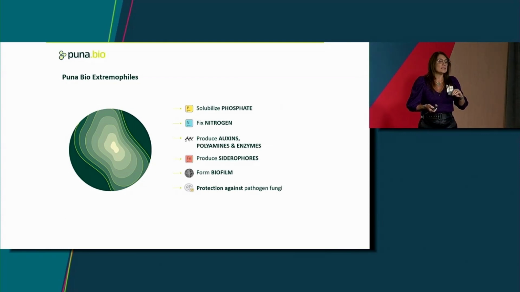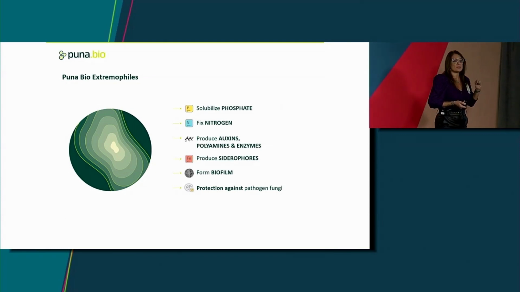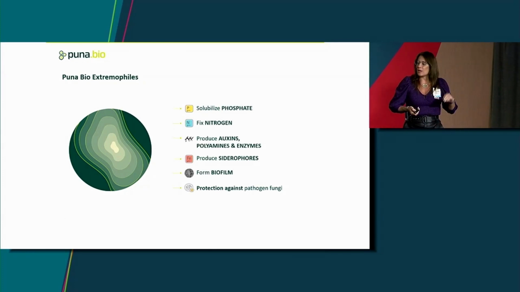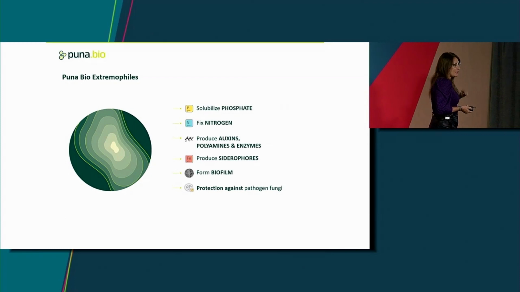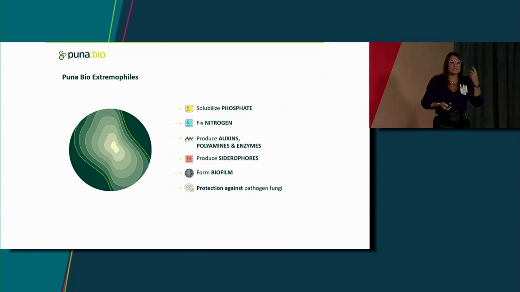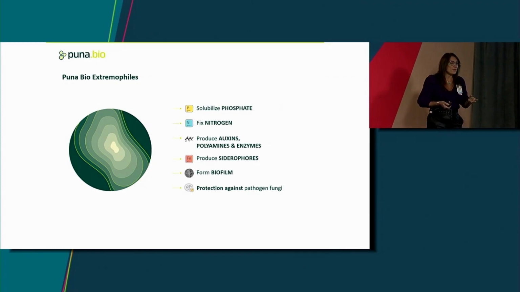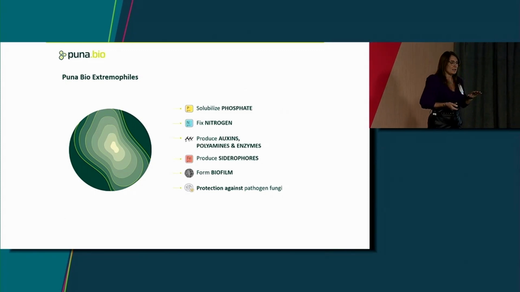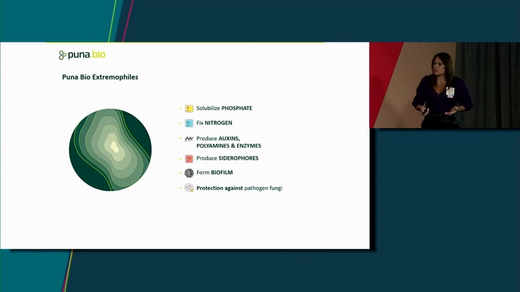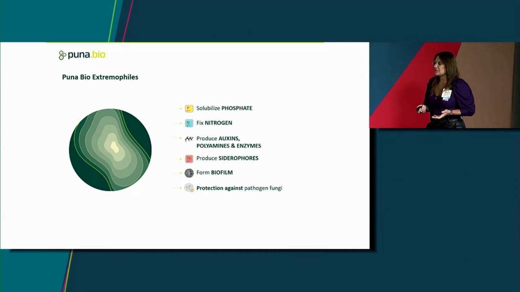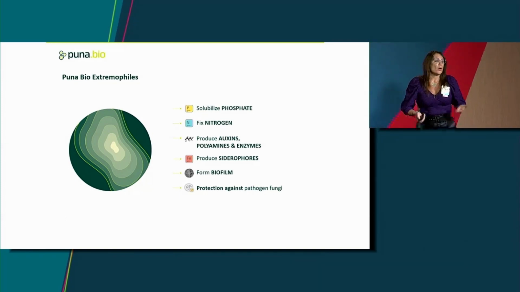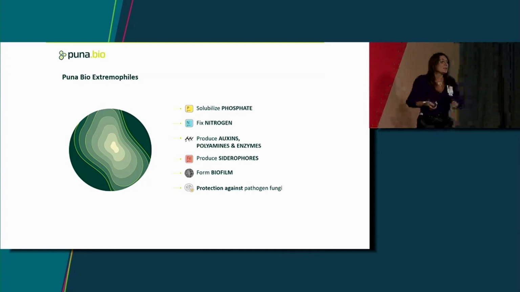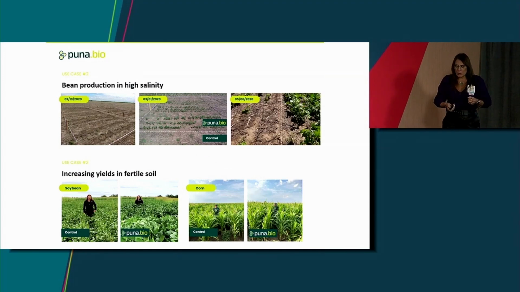And what we have found is that they were able to solubilize phosphate, to fix nitrogen, to produce auxins, polyamines, and different enzymes, and to produce siderophores and form biofilms, and protection against fungi, not only in normal conditions, but also in high salinity and driest conditions. The more extreme the environment, the better they work.